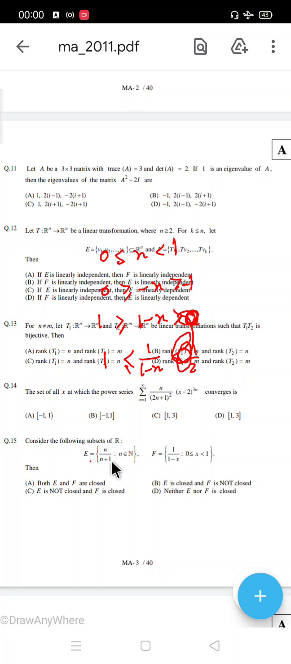What about E? This limit goes to n upon n plus 1, right? The limit goes to 1. But 1 is not in the set, so 1 is not in the limit point. So both are not closed. Option D, correct? For a closed set, the limit point must be in the set. But E is the same as E closure. Then we say that E is a closed set. So E closure means the set of all cluster points. Yeah, so option D is the correct one.